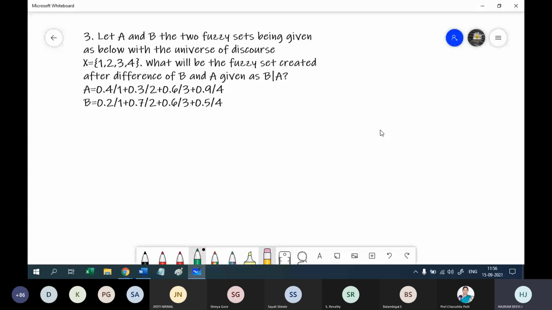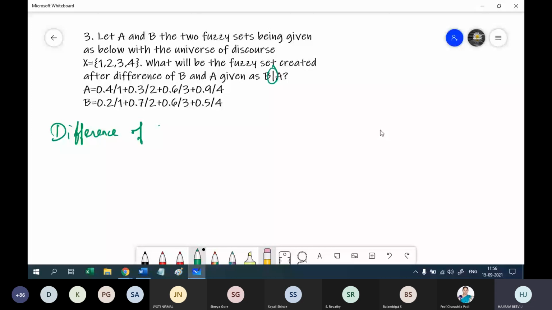Okay. So here they are asking the difference. Usually in fuzzy, they are representing the difference with the help of this operator. Okay, so the difference of B and A, it is represented using this symbol.